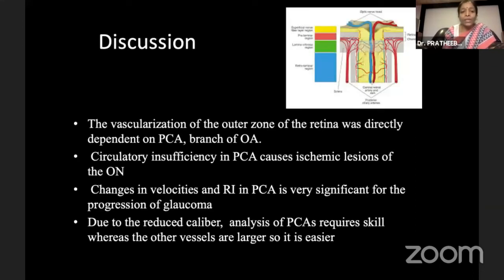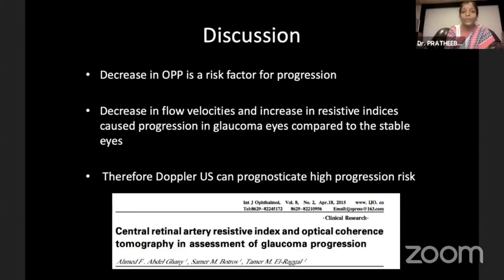Coming on to discussion, the vascularization of the outer zone of the retina was directly dependent on the posterior ciliary artery, which is a branch of the ophthalmic artery. Circulatory insufficiency in the posterior ciliary artery can directly affect the progression of glaucoma because it causes ischemia of the optic nerve. And therefore, the velocities and resistive index of the posterior ciliary artery are very significant for progression of glaucoma. It has been reported in literature that the ocular perfusion pressure is a risk factor for, Sir, can I continue?